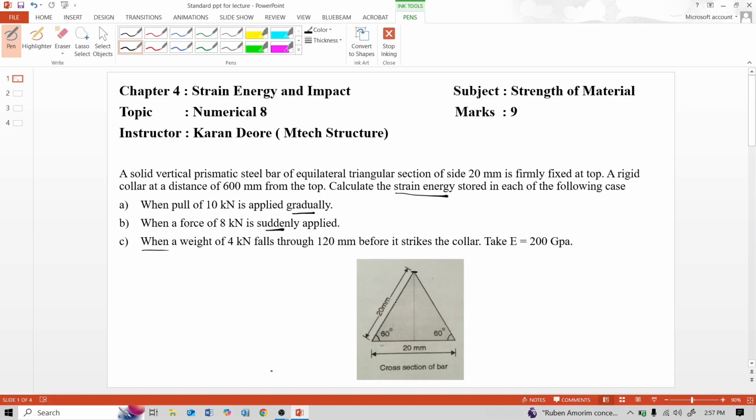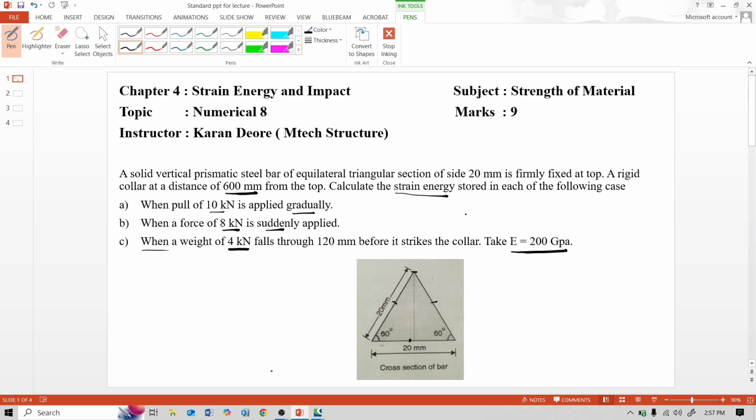This is an equilateral triangle, all three sides are equal: 20 mm, this side also 20 mm, and base is 20 mm. They have given us modulus of elasticity 200 GPa, gradually applied load is 10 kN, suddenly applied load is 8 kN, and impact load is 4 kN, and length of that equilateral triangle is 600 mm.